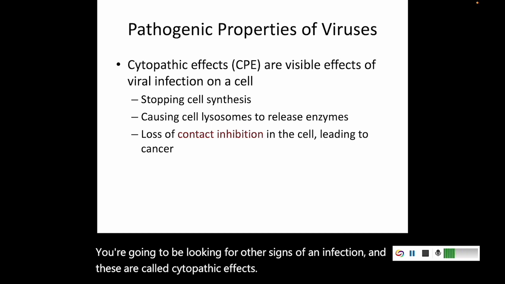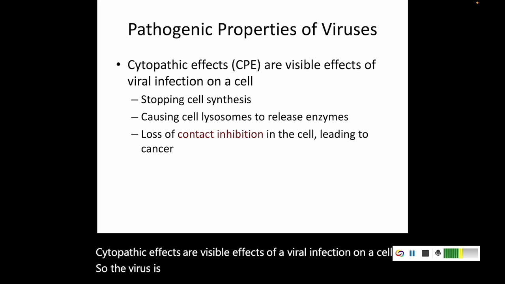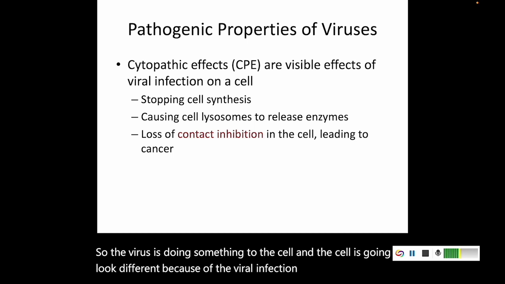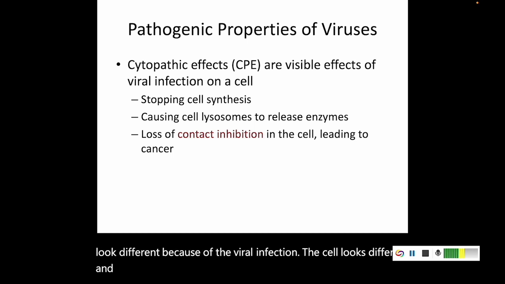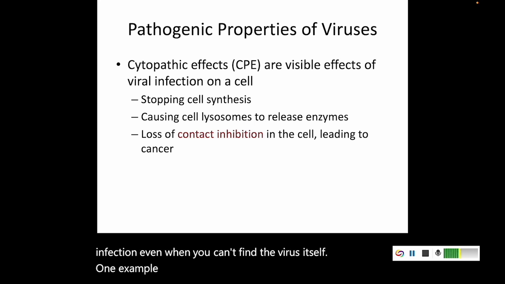Cytopathic effects are visible effects of a viral infection on a cell. So the virus is doing something to the cell, and the cell is going to look different. Because of the viral infection, the cell looks different. And so you can look for those cytopathic effects to identify a viral infection even when you can't find the virus itself. One example of a cytopathic effect is stopping cell synthesis.